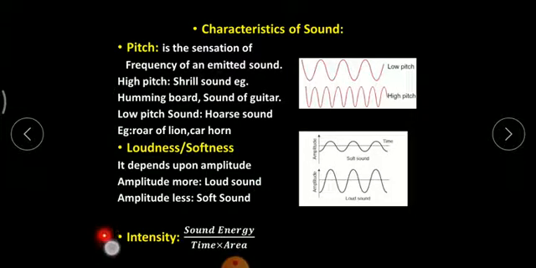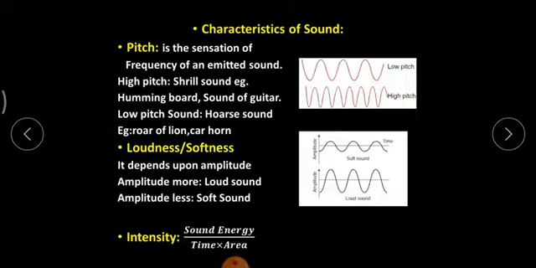Now the third characteristic of a wave, that is intensity. The intensity of a sound simply means how intense the sound is. You will understand how exactly intensity of sound works in future classes. We will derive these equations also. So in short, intensity is basically the sound energy which is transferred per unit area, whenever sound is being transferred from one medium to another.